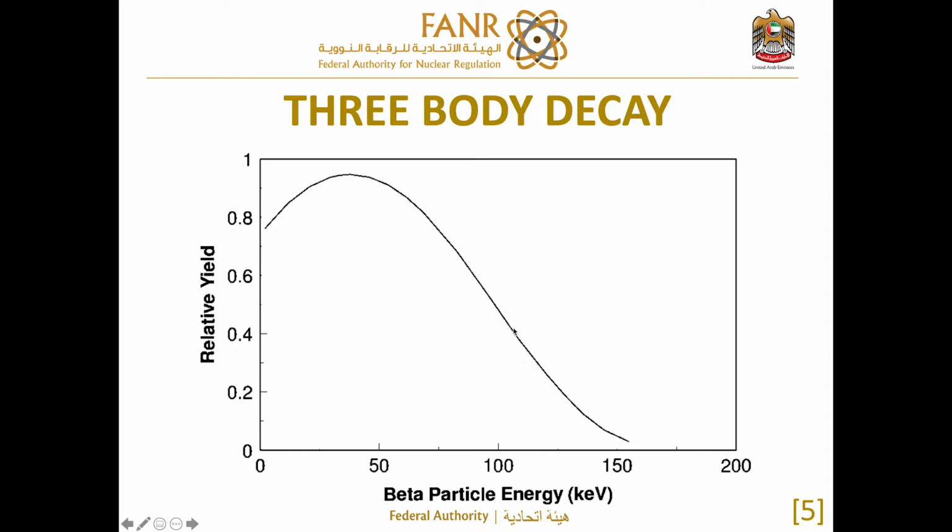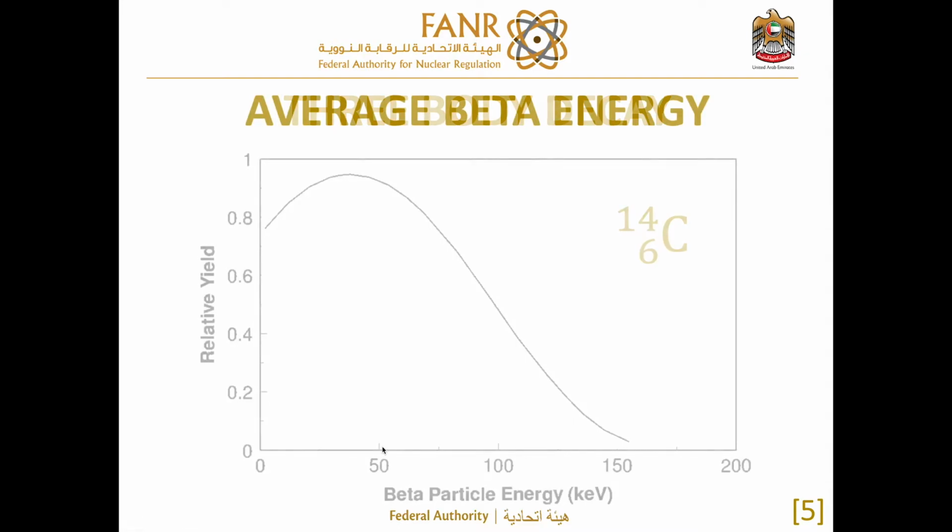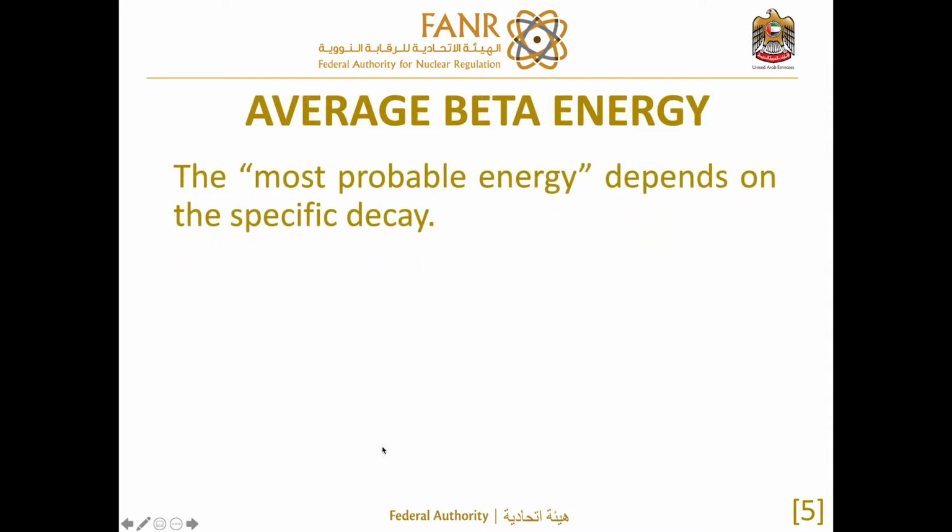And as you can see here, there is a probability that the energy of the emitted beta particle is a specific value, and the maximum of this curve, in this specific example, which is the example of carbon-14, is around 150 kilo-electron volt for the maximum energy, and the maximum probability is around 50 kilo-electron volt. This is an important rule of thumb.